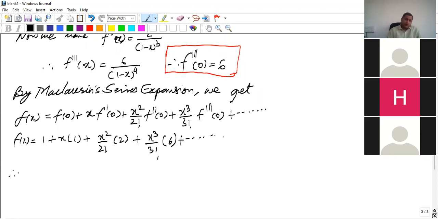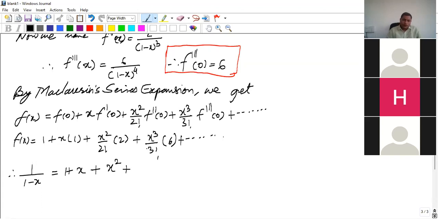Now, we have this is 1 upon 1 minus x is equal to. So this we got 1. This is x. We can have x square by 2 factorial. What is the value of 2 factorial? 2. So this 2 and this 2 factorial will get cancelled. Is that okay? Yes, sir. So what remains is x square.